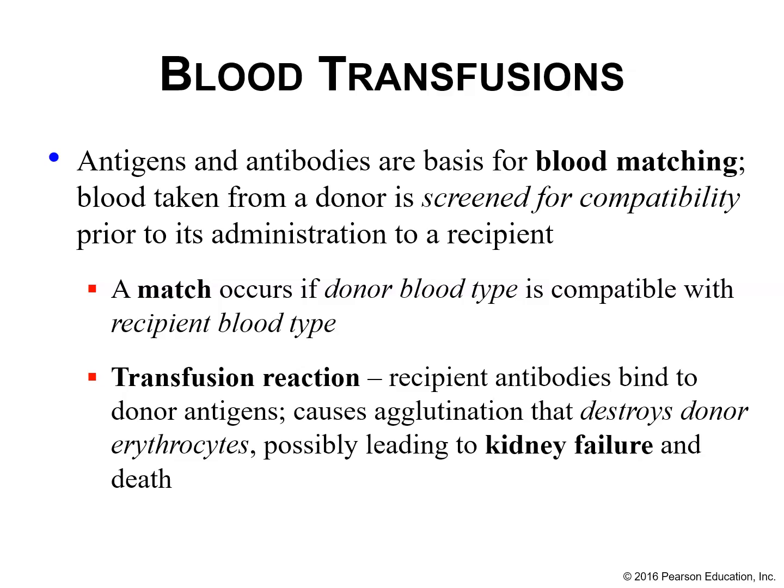So we use antigens and antibodies as our basis for blood matching, where blood is taken from a donor, then it's screened for compatibility prior to its administration to a recipient. A match will occur if the donor blood type is compatible with the recipient blood type. Transfusion reactions occur when the recipient antibodies bind to the donor antigens, which then ultimately causes agglutination that destroys the donor red blood cells, and it can possibly then lead to kidney failure and then finally death. When these agglutinated blood cells start to clog up the kidney tubules, that will lead to kidney failure.